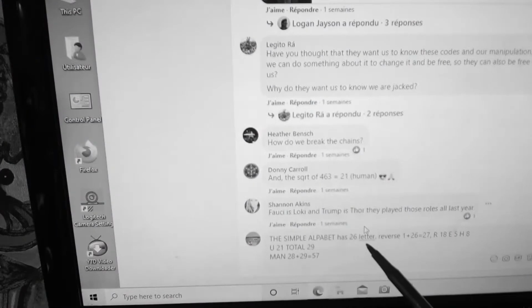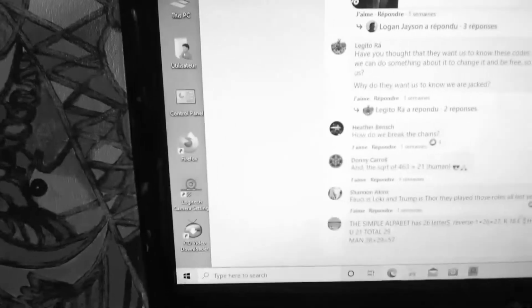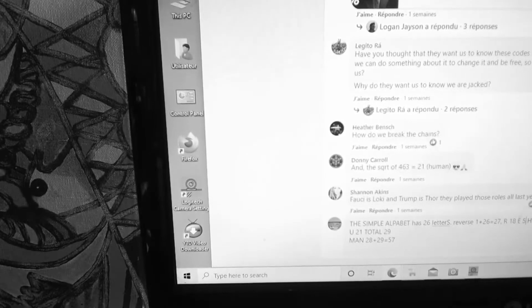The simple alphabet is 26 letters. I'm going to put an S there. 26 letters. 1 to 26 equals 27. R 18, E 5, and D 4 equals 27. Let me just turn this a little bit. It's in front of my keyboard. And now we're going to put the H down at the bottom over here.